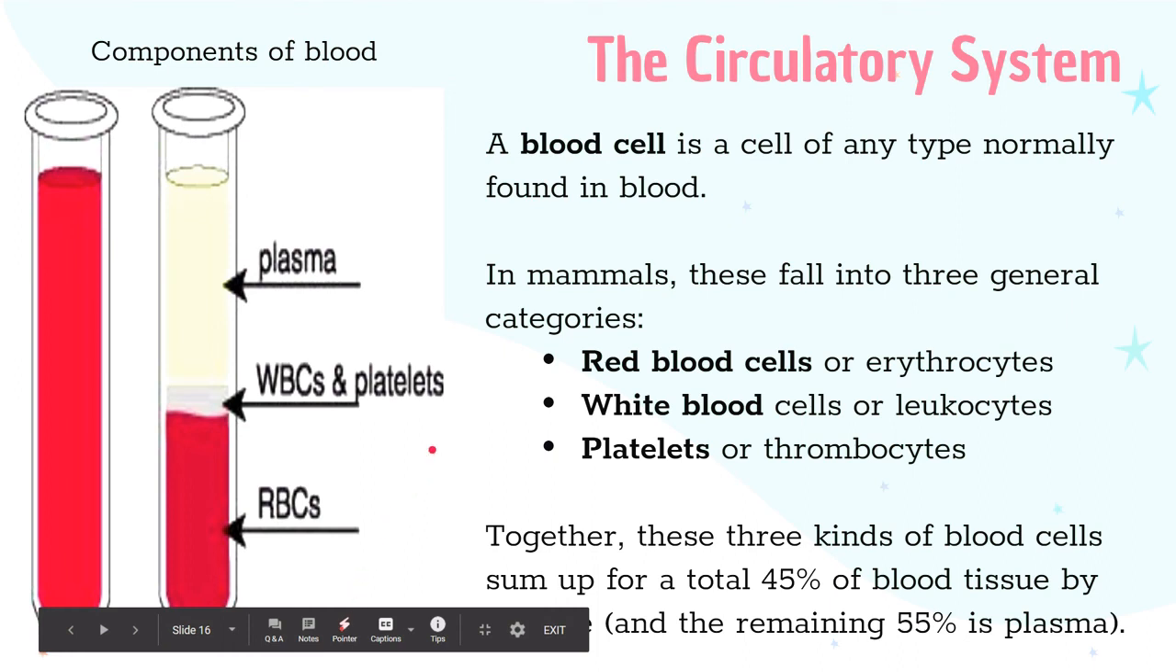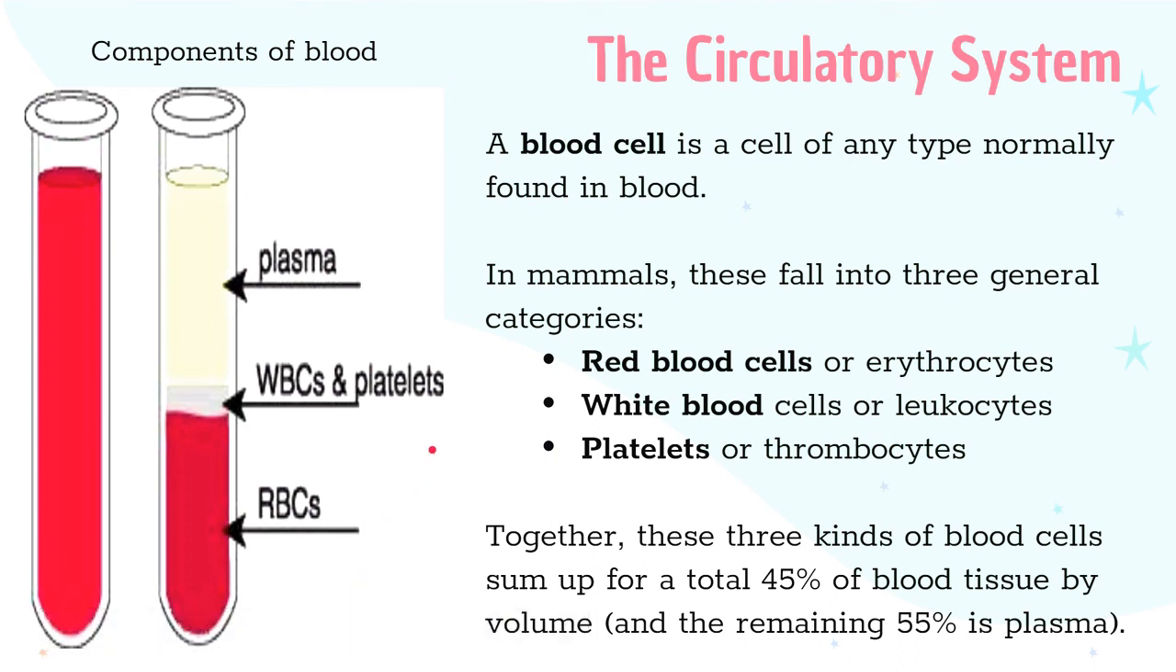Now we go to the other component of the circulatory system. So we've done the heart. Now let's go to the blood, specifically the blood cells. So a blood cell is a cell of any type that's normally found in the blood. So we have three types: red blood cells, white blood cells, and platelets.